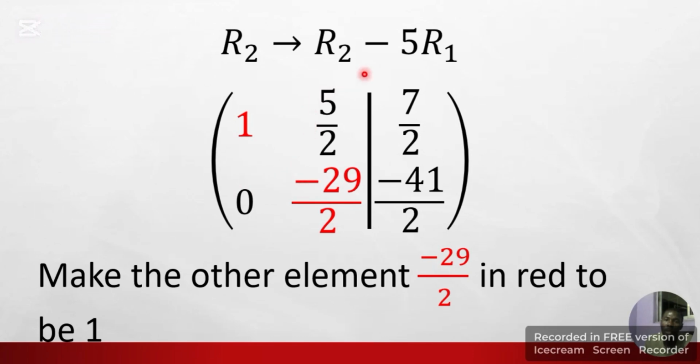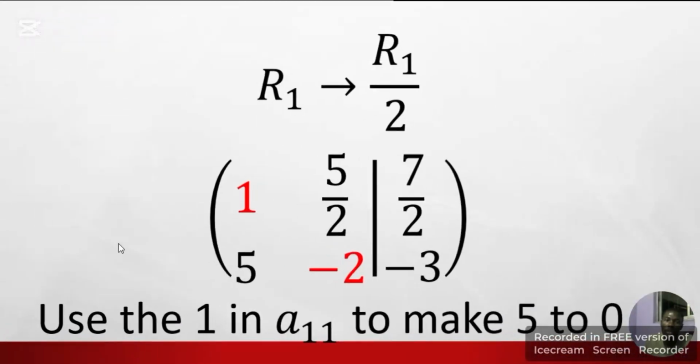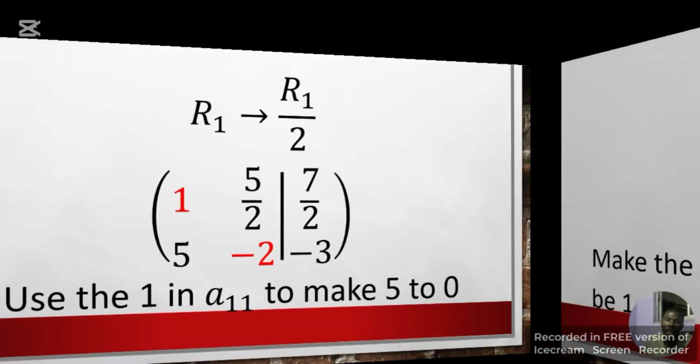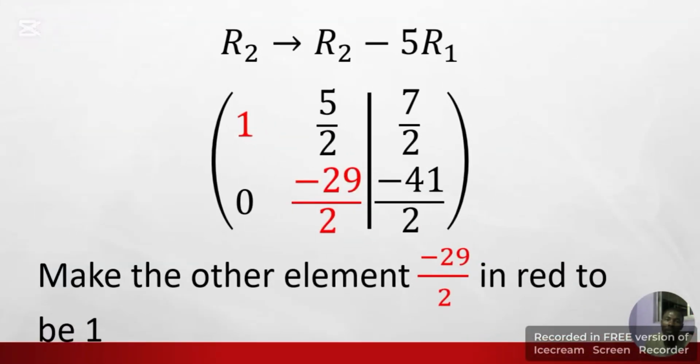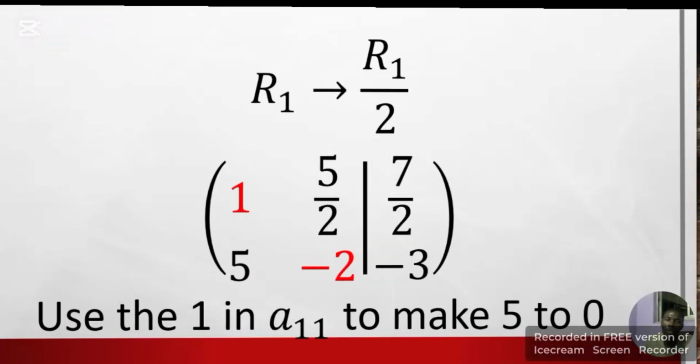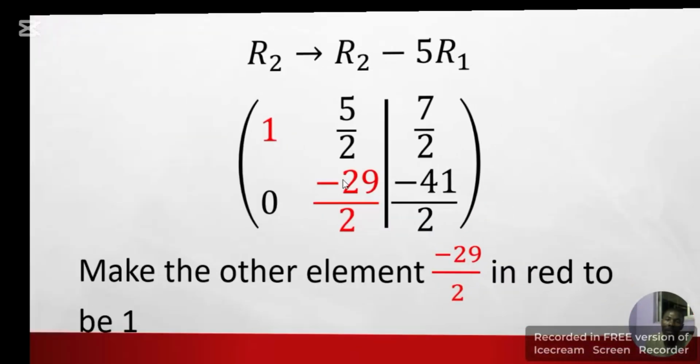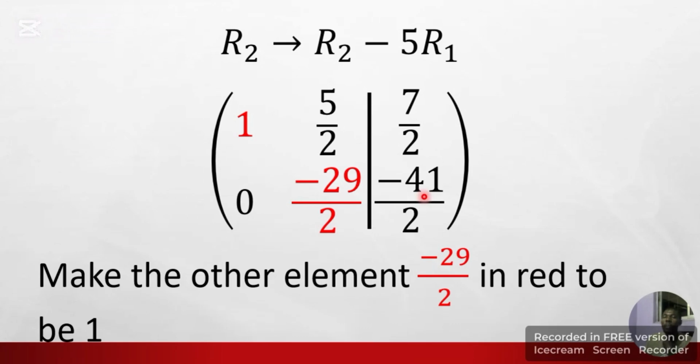If we do the same thing, if I use 5 to multiply this, I'll get 25 over 2, and then I subtract that from the previous R2. The previous R2 there was minus 2. So if I do that, that will give me plus 25 over 4, minus 25 over 4, then minus the previous R2, which is 2. Yes, that will give us minus 29 over 2. So if we do the same thing here, we have minus 41 over 2.